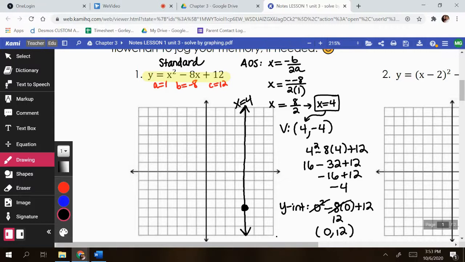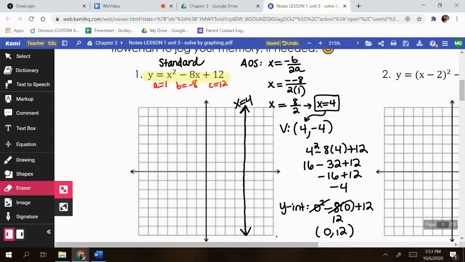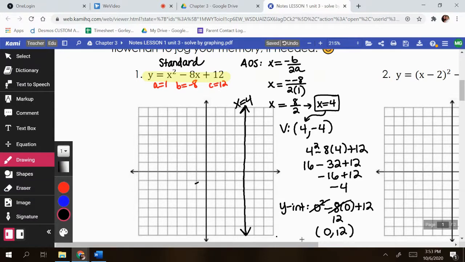Because I run off the graph with (0, 12), maybe let's use intervals of 2 on my y-axis. So if I'm going to do intervals of 2, we'd have negative 2, negative 4, negative 6, negative 8, negative 10, negative 12, negative 14. Okay, this would be 2, 4, 6, 8, 10, 12, 14. Let me replot my vertex. My vertex was at (4, negative 4). 1, 2, 3, 4, and then negative 4 is right here. My y-intercept (0, 12), so that's right here.